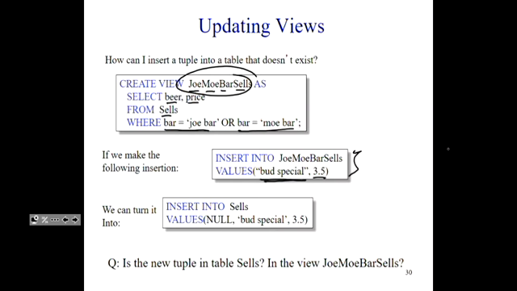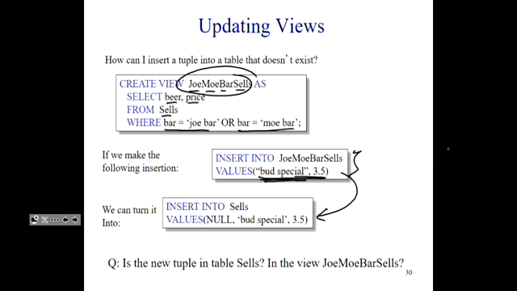I can take this and turn it into an insertion statement for the base table, which is sells. Unfortunately, I can't tell whether this tuple, which was inserted into Joe Mo bar sells, is for Joe bar or Mo bar, because that's not specified in the insertion statement. The Joe Mo bar sells view does not have that attribute value. Because it doesn't have that attribute value, I can't associate this tuple that gets inserted.